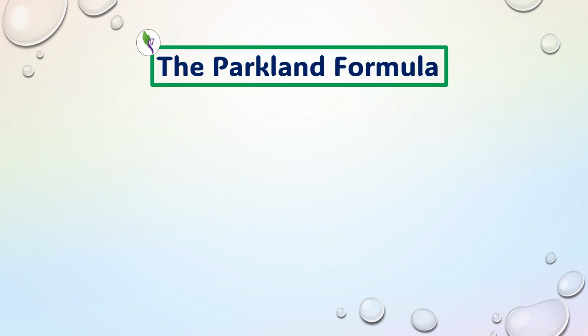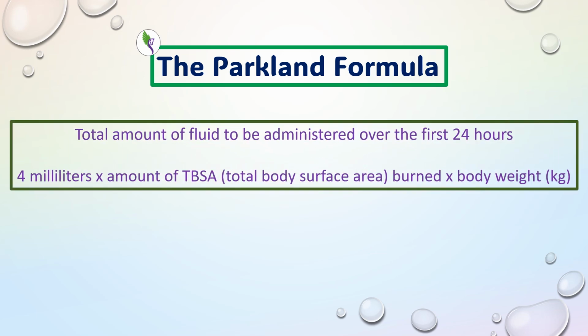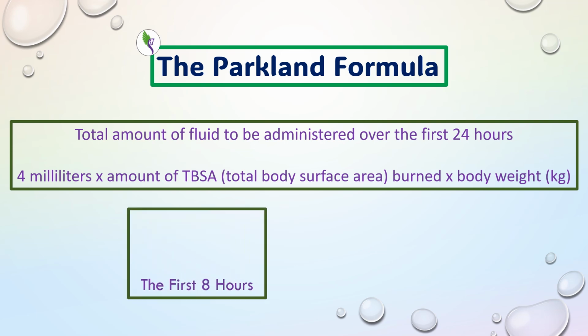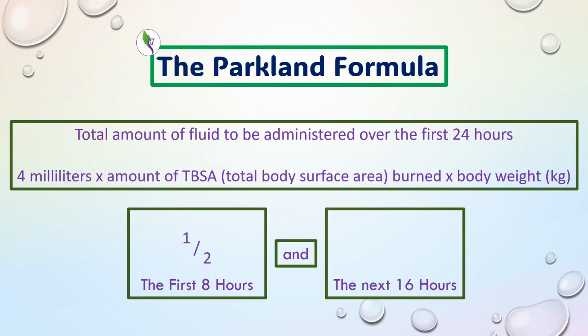We're going to use the Parkland formula to determine the amount of IV fluid to administer in the first 24 hours from the time of injury. We need 3 variables. One is a constant variable at 4 milliliters. The other 2 are subject to change. Those are going to be the total body surface area burned and the patient's body weight in kilograms. Those will be unique to each patient. So we're going to multiply 4 milliliters by total body surface area burned and the body weight. And in the first 8 hours, we're going to give 1/2 of that. And in the next 16 hours, we're going to give the other half of that.